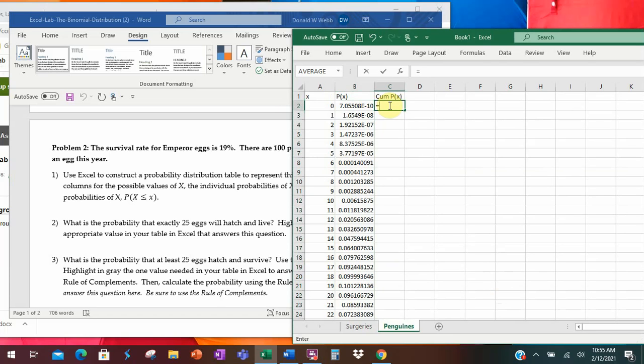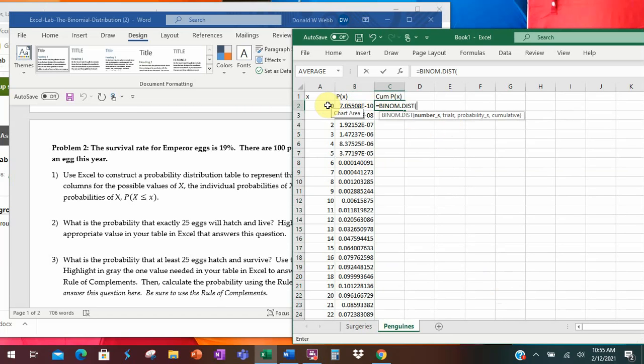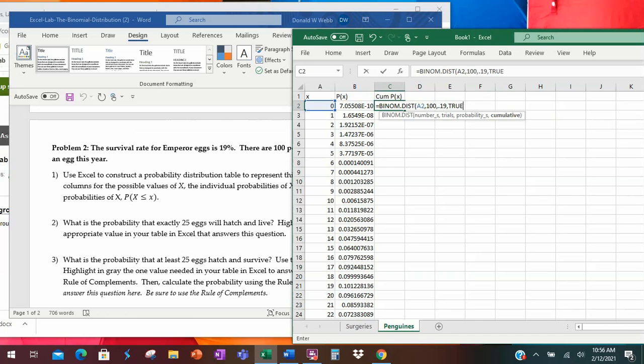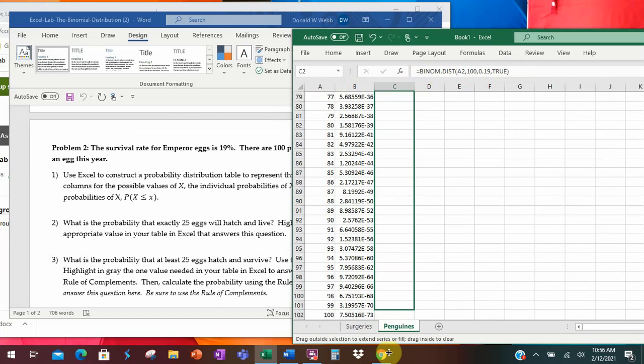The cumulative is equal to the very same thing. It's the very same function. Again, there's my number of successes. That's what the number S does, the number of successes out of 100. My probability of success is my 0.19. And here I want to accumulate. So I do that one, close the parentheses. And this now is the true. There's my number of successes. And here it's going to accumulate and add the previous versions.